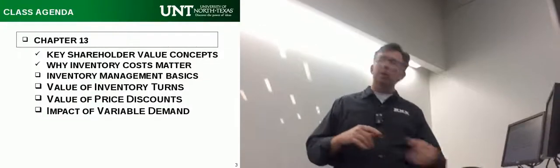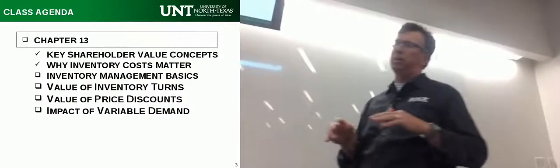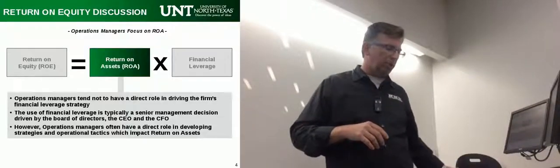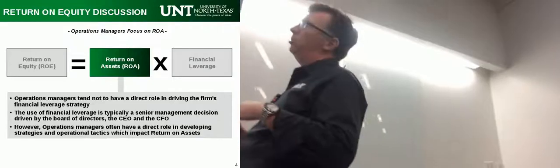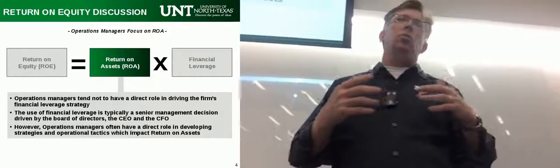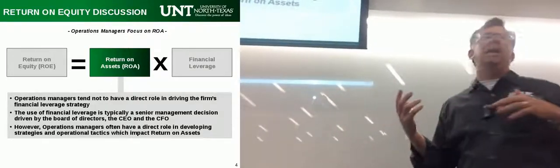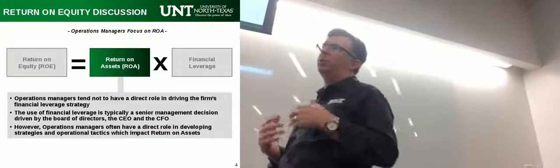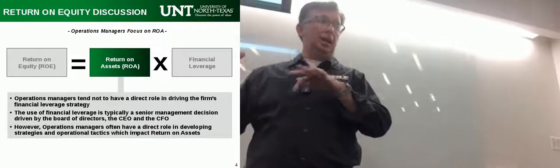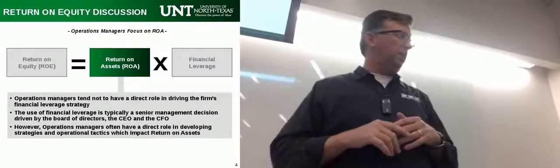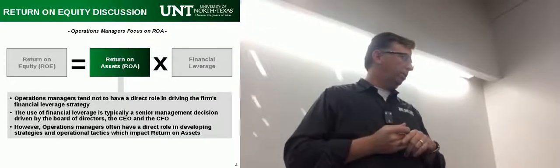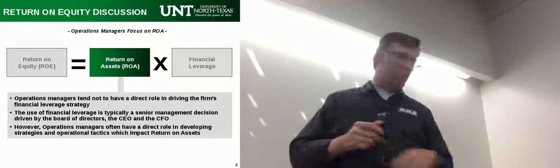Brief recap. We've introduced some shareholder value concepts and talked about why inventory cost matters. Things like what drives return on assets. It's the operations manager's role to affect return on assets. That, in conjunction with the amount of leverage an organization has, is going to impact a firm's return on equity. And return on equity is a really good financial metric that correlates very well to stock price growth over time. Companies with high returns on equity tend to do very well in the market. Companies with very low returns on equity tend to flail in the market.